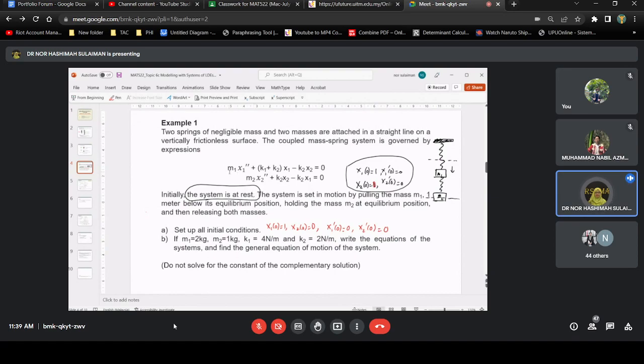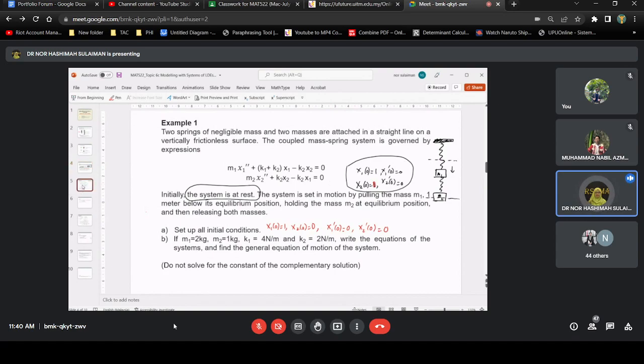So maknanya masukkan the M1 gantikan dengan 2, K1 sama dengan 4, K2 sama dengan 2, jadi 6 lah. Kat ni totalnya 6. Tolakkan dengan 2, X2 sama dengan kosong. So M2 happens to be 1 kilogram. So you have X2 double prime plus 2X2 minus 4X1 equal to 0.